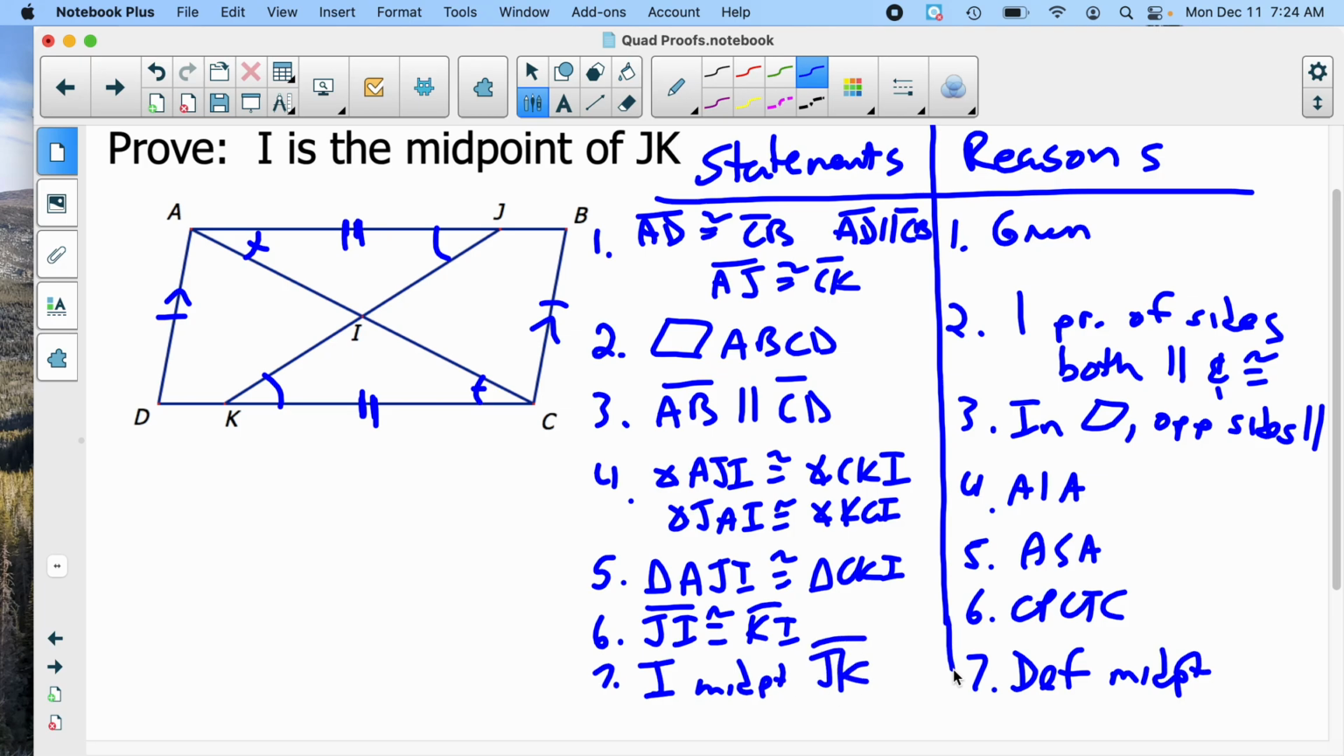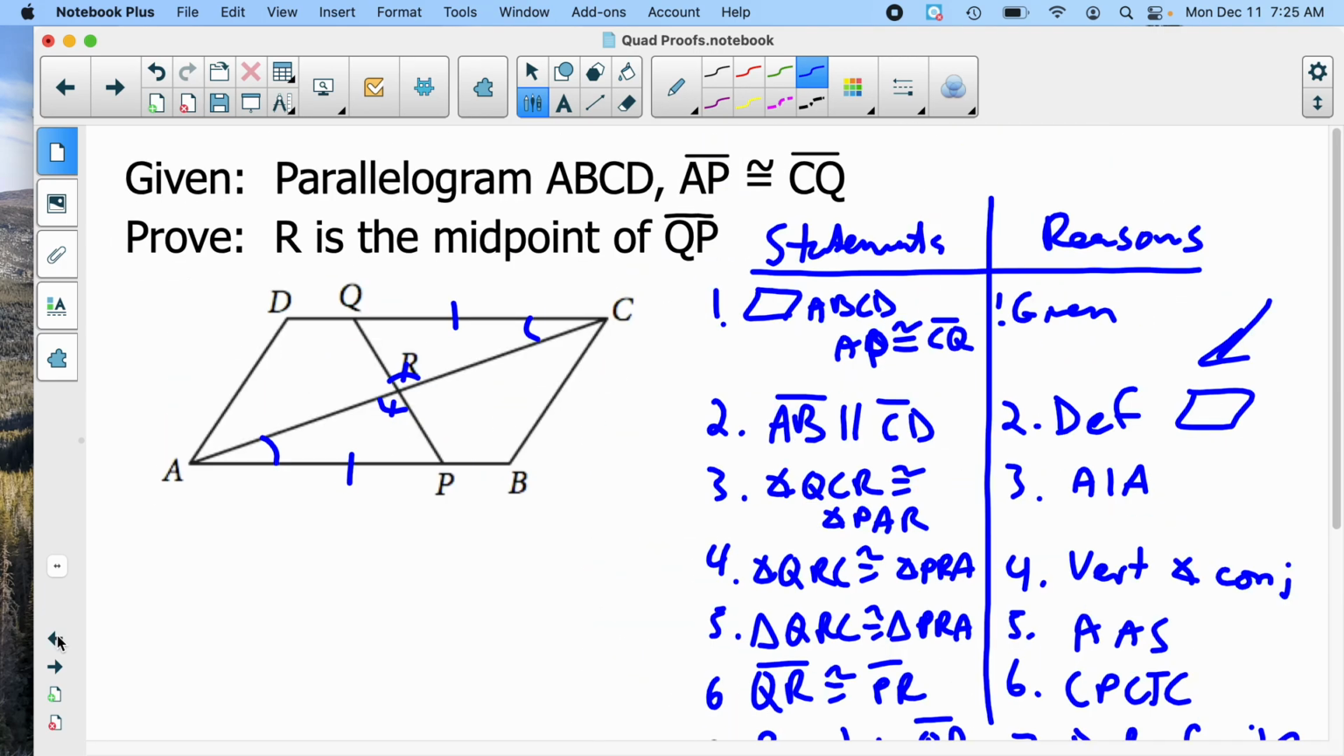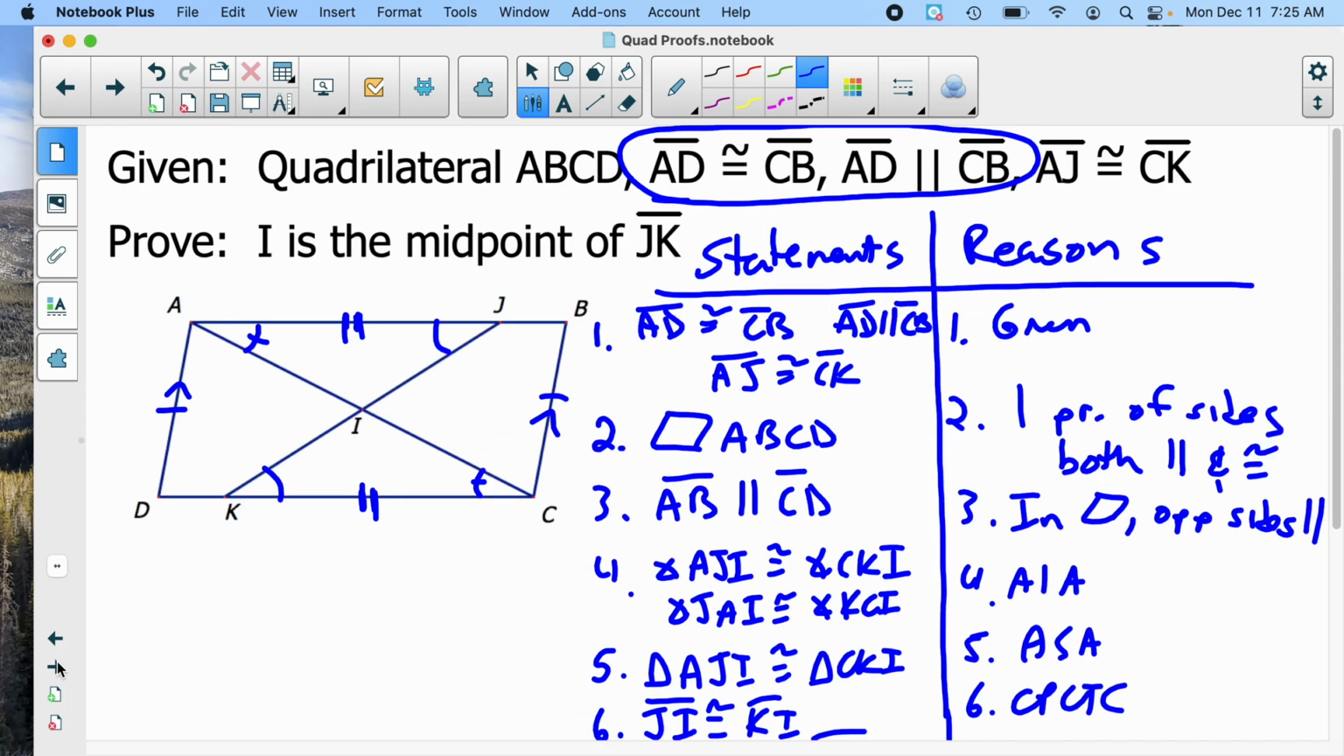So the big idea for today is: use a parallelogram to get the properties of the parallelogram to prove things about your figure. Or when you're given a quadrilateral that looks an awful lot like a parallelogram, prove it's a parallelogram first.